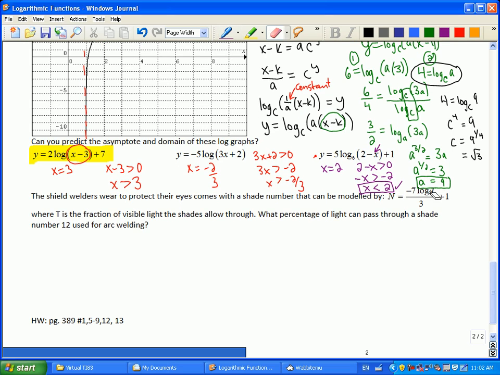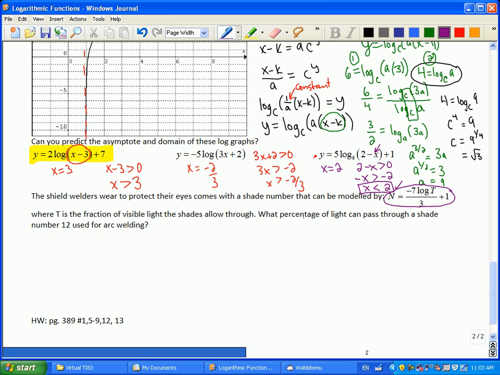Okay, so we'll take a look at an application here, and we probably have to get a calculator going to help us answer this one. The shields welders wear to protect their eyes come with a shade number that can be modeled by this relationship here, where T is the fraction of visible light entering through. What percentage of light passes through if you use a number 12 to do arc welding?